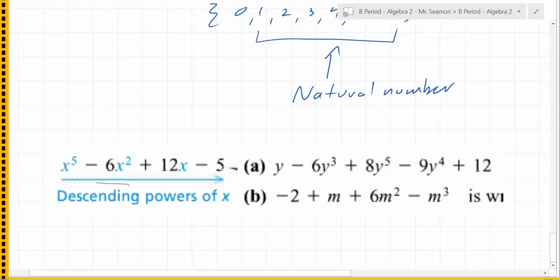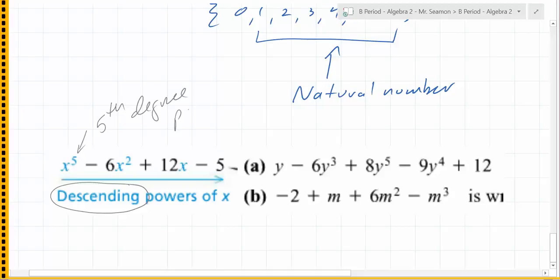So this word, descending powers. So what are the descending powers? What's the highest power of the terms in that polynomial? For this one, 5. That's the power. So this is a 5th degree polynomial.